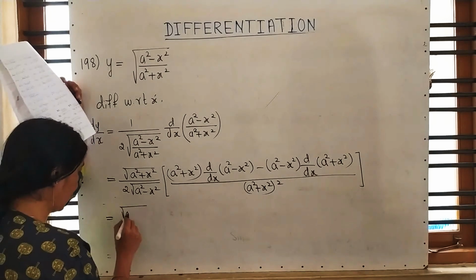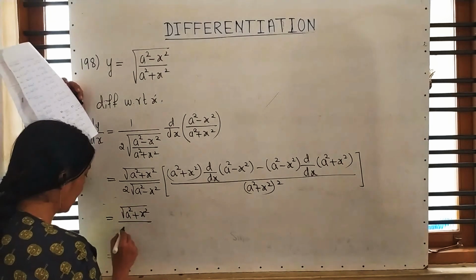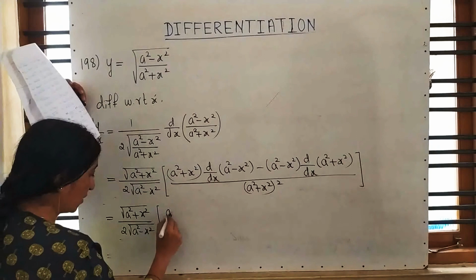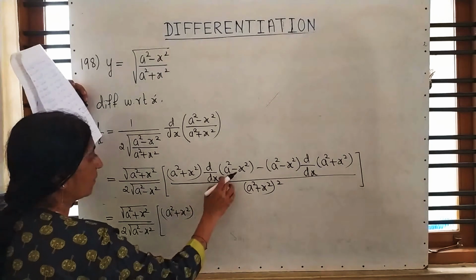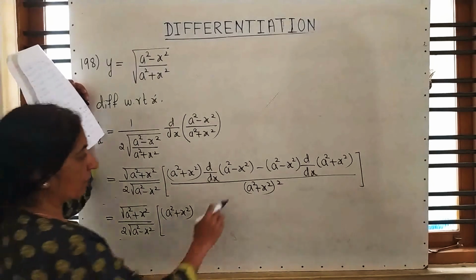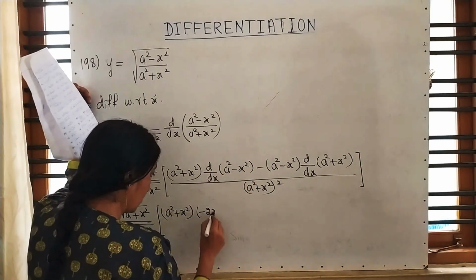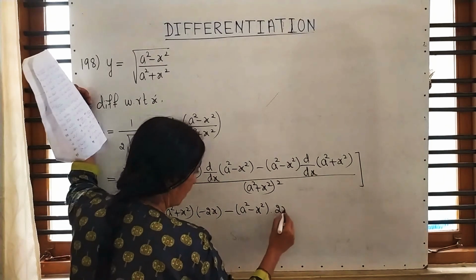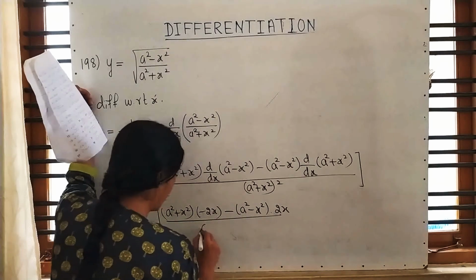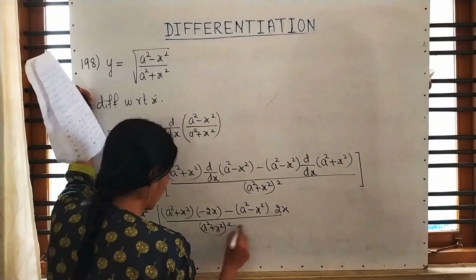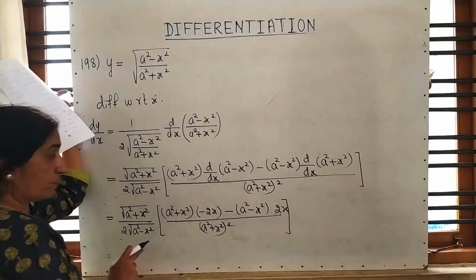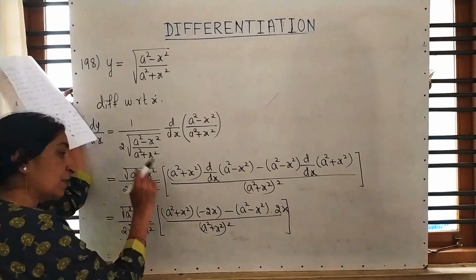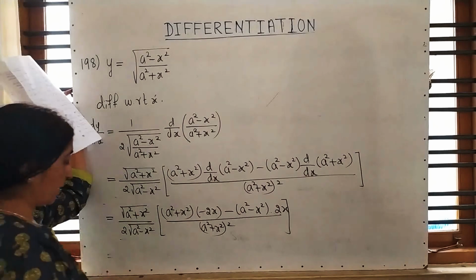This is root of, before differentiation, then differentiation of a square is 0, differentiation of minus x square is minus 2x. Minus a square minus x square, this is 2x. And as like previous, these terms are same. This term I took in the denominator. This power root is written as half. When it comes in the denominator, it becomes minus half.